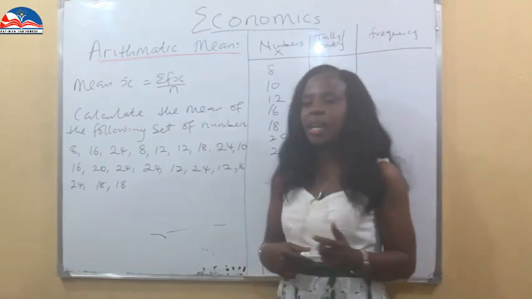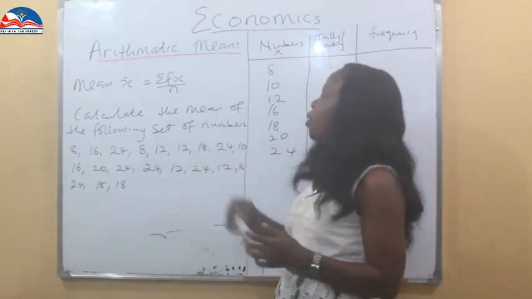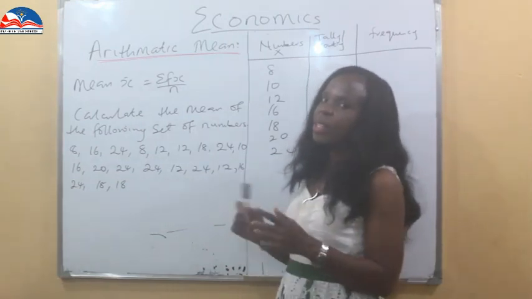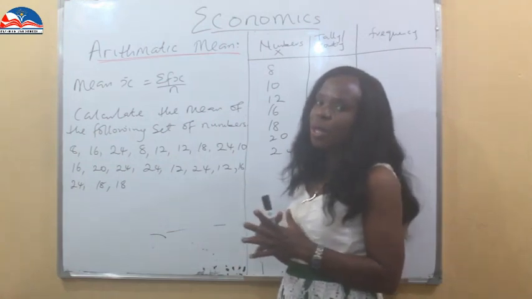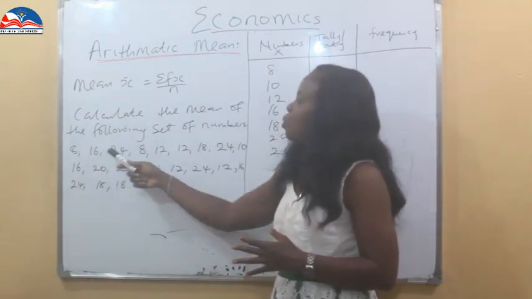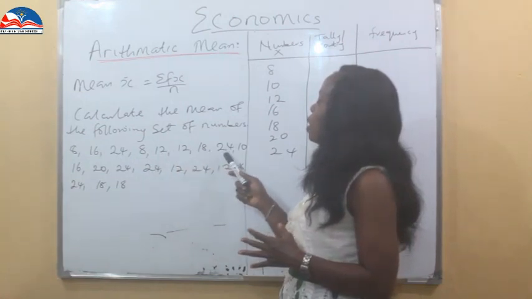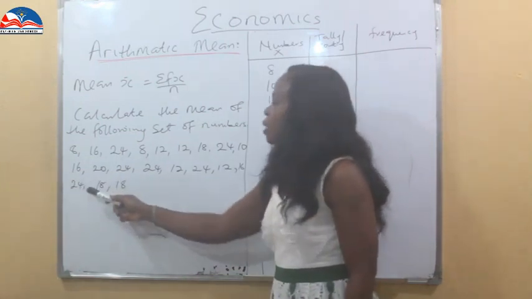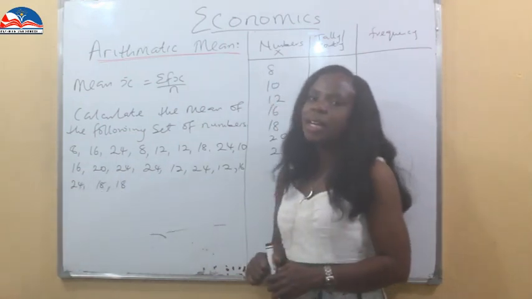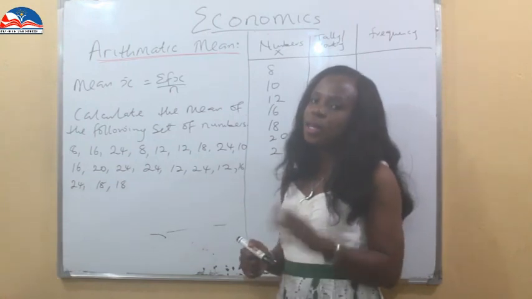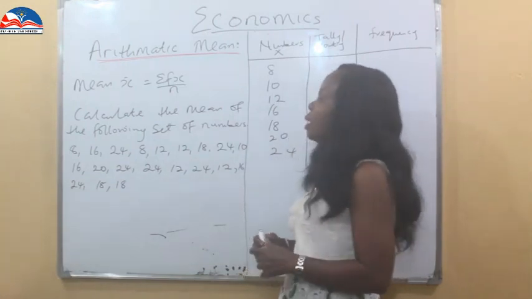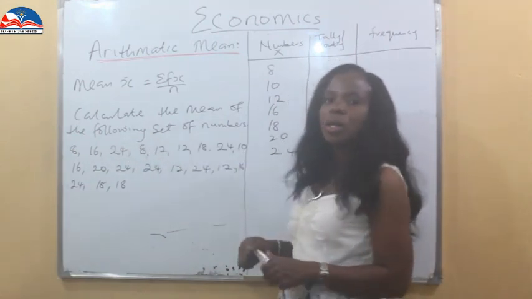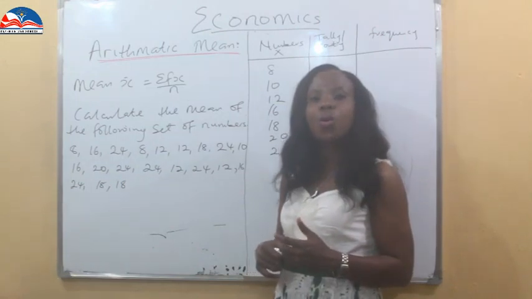So now let us take an example. Calculate the mean of the following set of numbers. How many are there? First, let us ascertain how many scores we are going to work with. 1, 2, 3, 4, 5, 6, 7, 8, 9, 10, 11, 12, 13, 14, 15, 16, 17, 18, 19, 20. So bear it in mind that the number of scores we are working with is 20. Now the next step you are going to take is to look at the scores. What are the numbers you are going to work with?